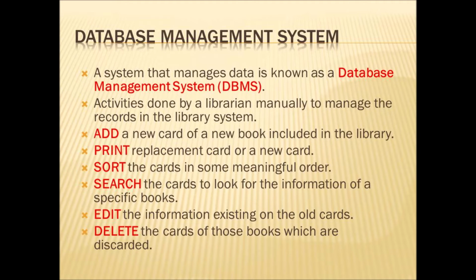We'll take an example of the activities that are done by a librarian manually to manage the records in the library system. What are all the activities a librarian will do to manage a library system? He will add a new card if a new book is included in the library. Then he will print a replacement card or a new card. Next, he will sort, that is, arrange the cards in some meaningful order.